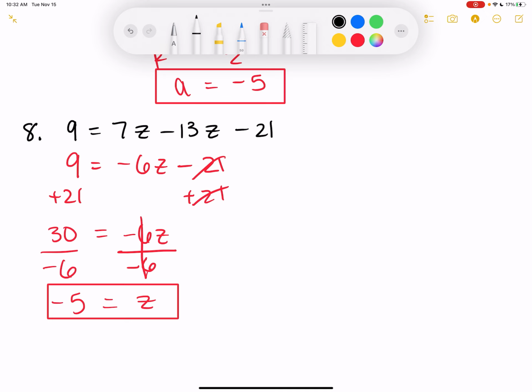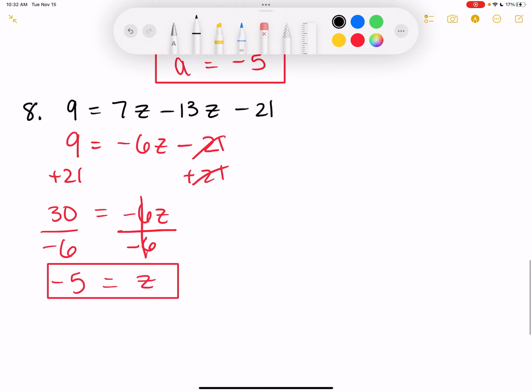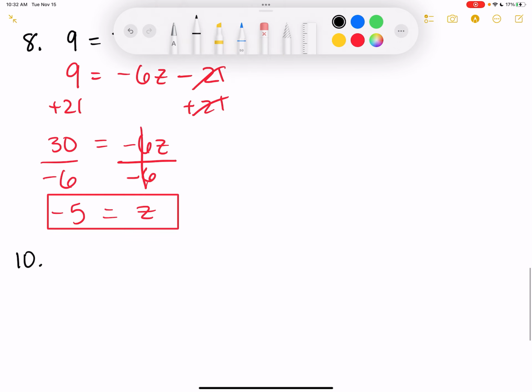All right, one more like this, and then we'll be moving to the distributive ones. Number 10, we've got 23 equals -4m plus 2 plus m. So what am I doing? Combining like terms. What does that give me? -3m plus 2.